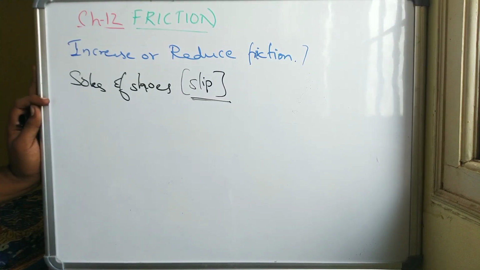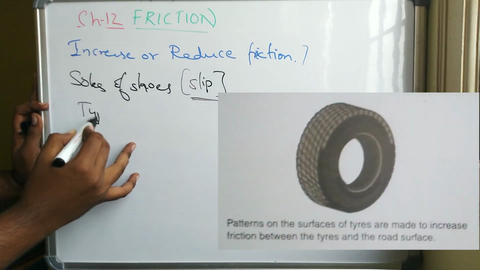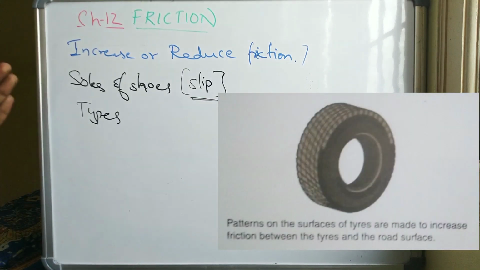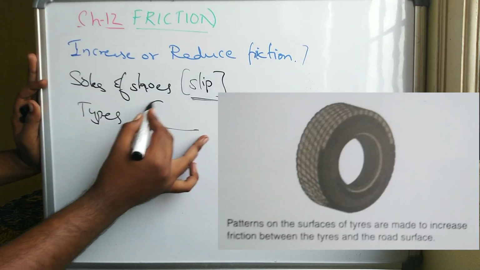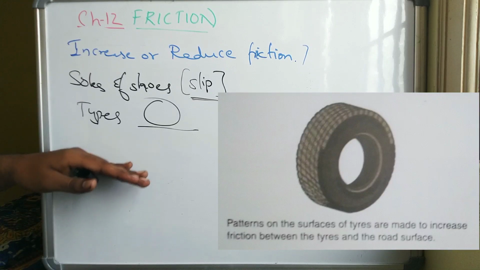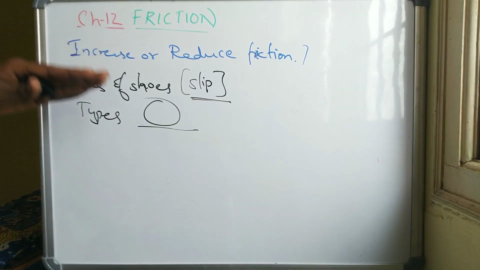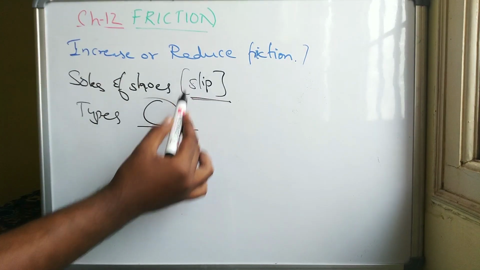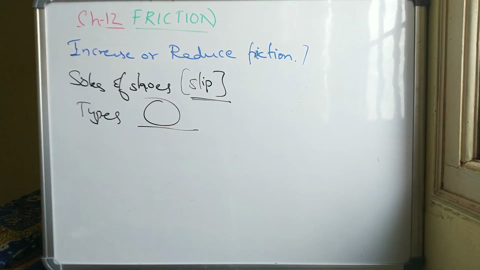Suppose we observe the tires of vehicles, cars, anything. They have a certain pattern in order to increase friction between the road and the tire. So here also we need to increase friction in order to avoid slipping.